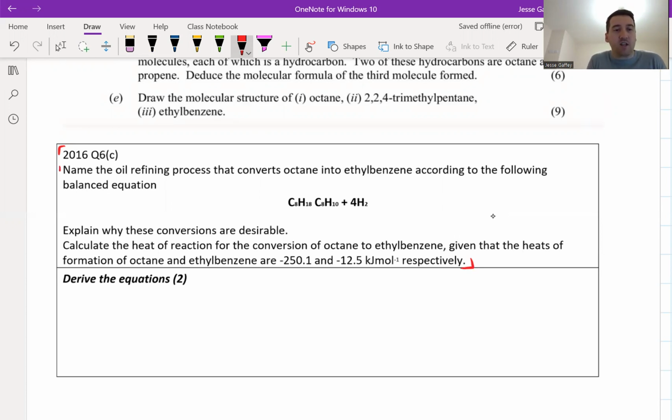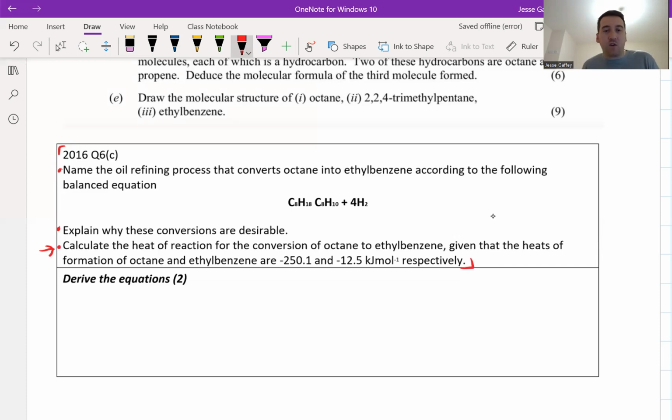As you can see, it's interspersed with other little questions. Name the oil refining process that converts this. Explain why these conversions are desirable. These were parts of the question that you could easily miss, but you had to give answers for them. So there's 1, 2, but then this here is where the calculation begins. This is where we're going to focus, on this third bullet point.